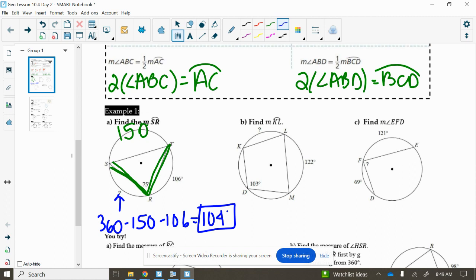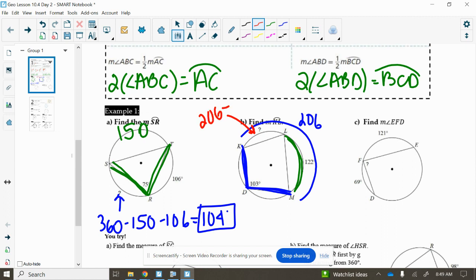Over here, we have arc KL, and we know that is what we're looking for. And again, we see here we are given inscribed angle KDM opening up. Well, KDM, if we double that, is the measure of that major arc KLM. So if we double that, we get 206. Now, part of the 206 degrees is taken up by arc LM, that's 122. But if we subtract the 206 minus the 122 that we have, we find out that this remaining piece would have to be 84.